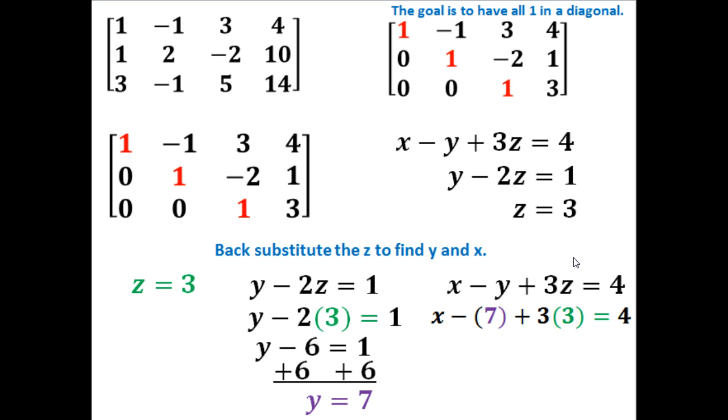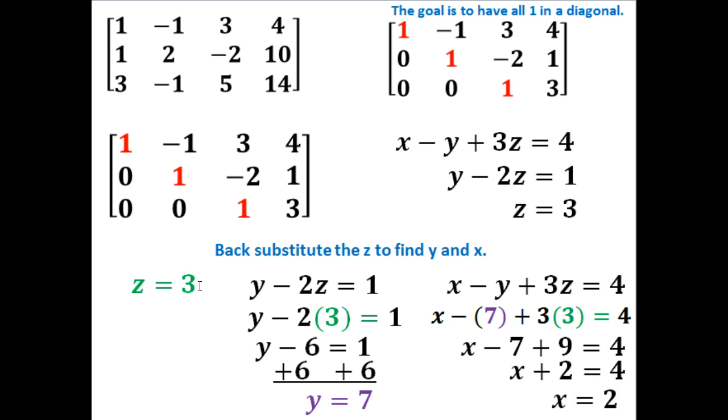Now let's simplify it a little bit. I know that 3 times 3 is 9. Negative times 7 is just negative 7. So I've got x minus 7 plus 9 equals 4. Negative 7 plus 9 I know is 2. In order to simplify this, I'm going to subtract 2 from both sides. So 4 minus 2 gives me 2. So I find out that x equals 2. So I've got x equals 2, y equals 7, and z equals 3.